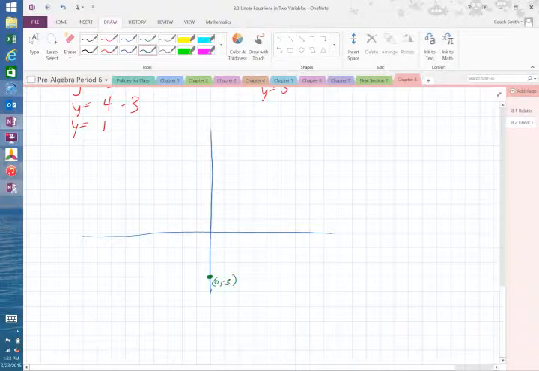There's 0 and -3. My next one was 2 and 1. So 2 and 1 is right there. Next point was 4 and 5.